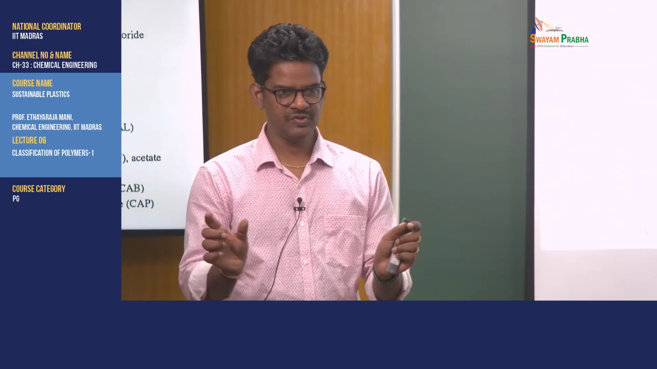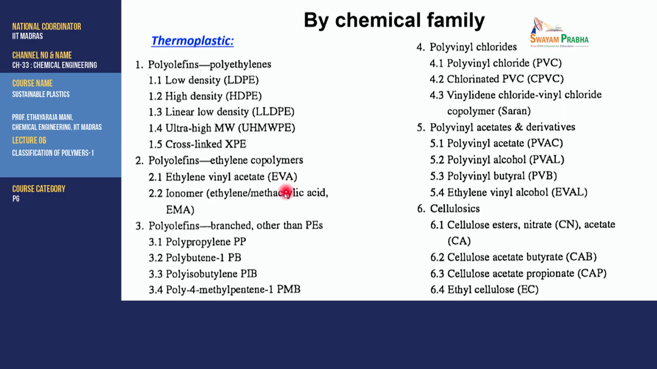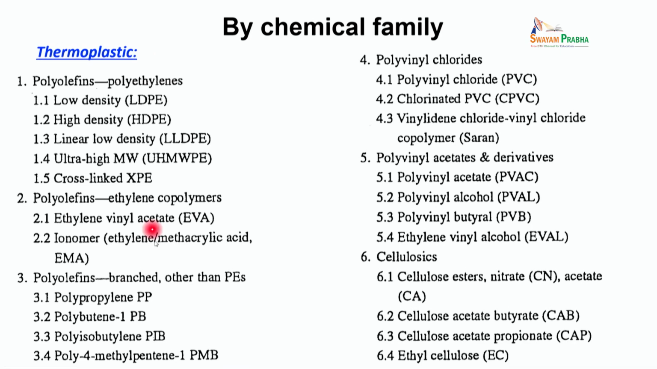Copolymer means in the same chain you can have more than one monomer. For example, you can have ethylene vinyl acetate, called EVA, so it contains both ethylene groups as well as vinyl groups together. Then there are ionomers, in which ethylene and methacrylic acid are combined as two monomers and built repeatedly. Then you can have polyolefins other than polyethylene. Polyethylene is almost a linear one, but polypropylene and polybutene are all branched polyolefins, and the list goes on.